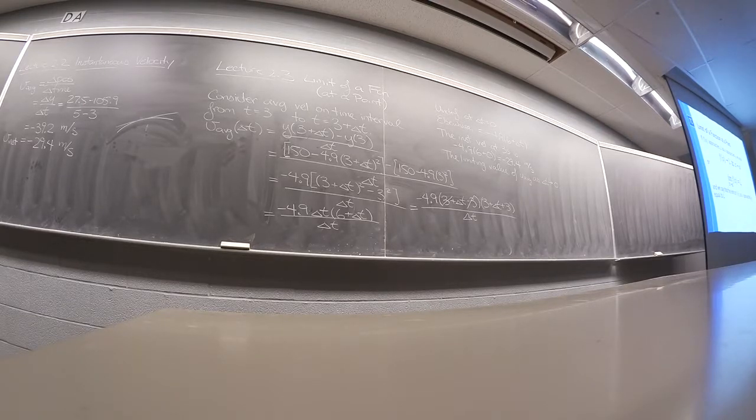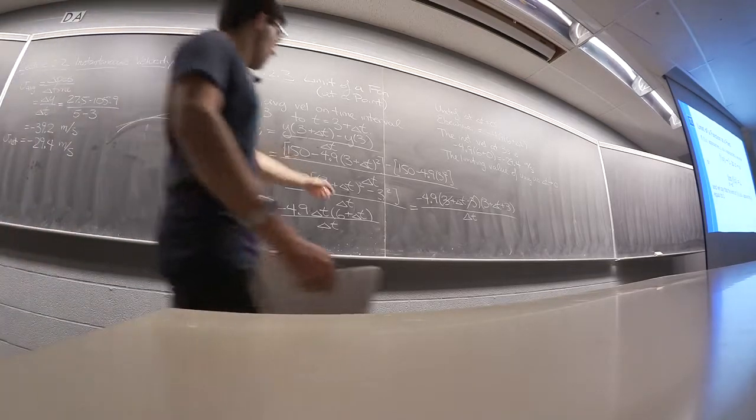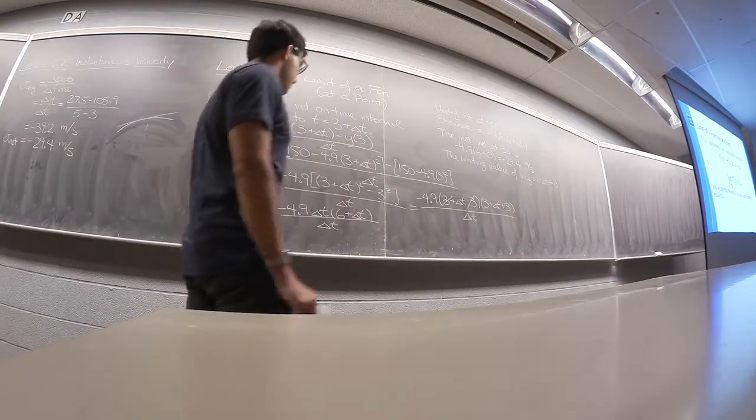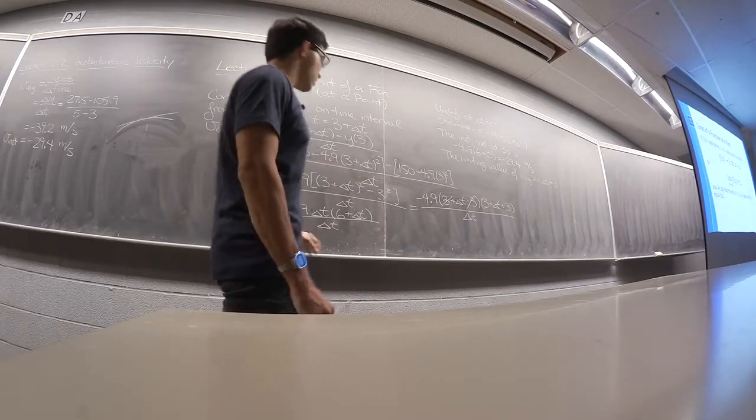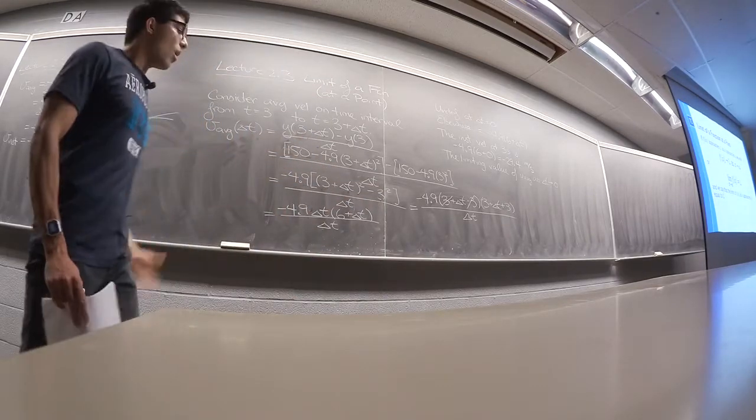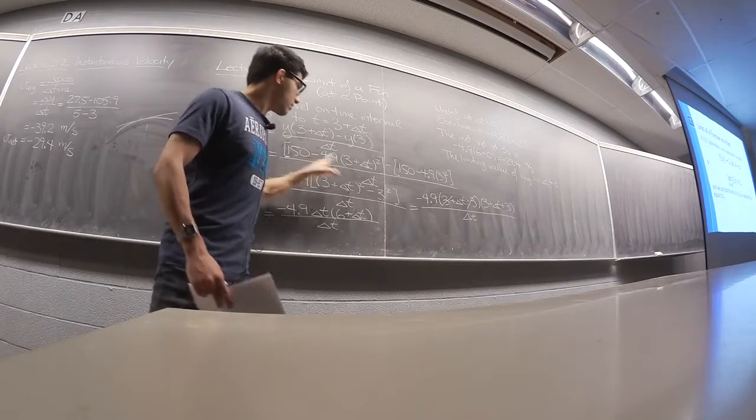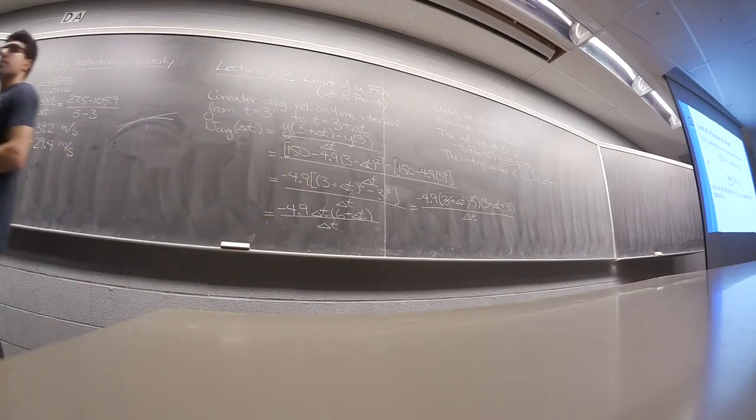How did you get from the bracket 3 plus there to the next one? Difference of squares. Yeah, a squared minus b squared is a minus b times a plus b. Or expand this, and the 9s will go away. I thought this was cuter.